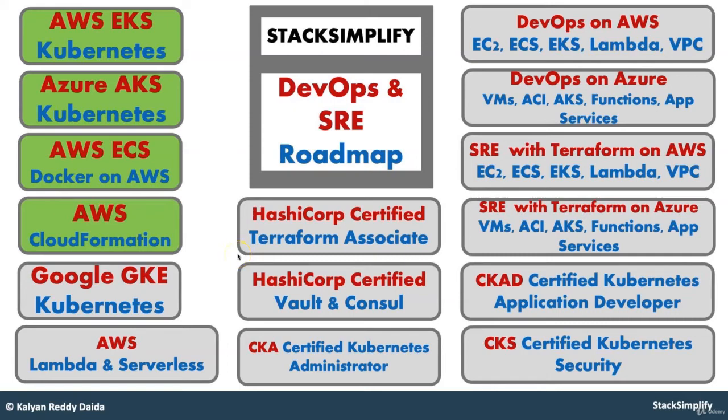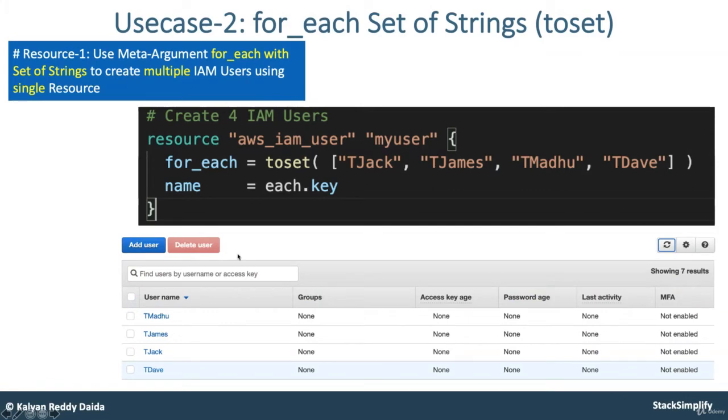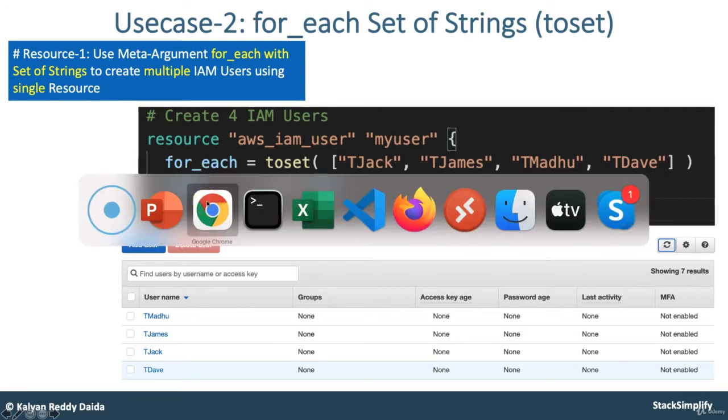Welcome back. In this lecture, we are going to implement a meta argument demo for each with set of strings. We'll create an IAM user resource with for each with a set of strings here and provide the each.key value here. So let's go ahead and do that now.